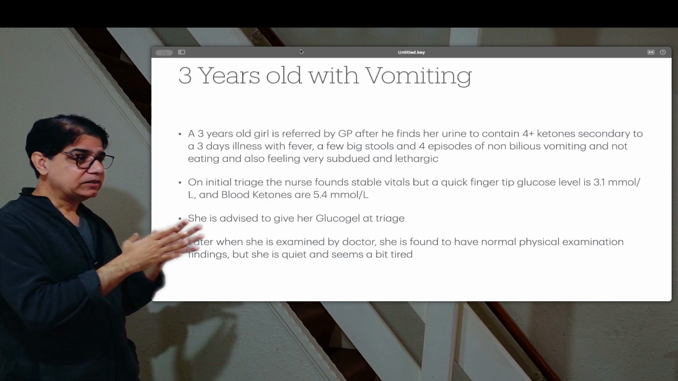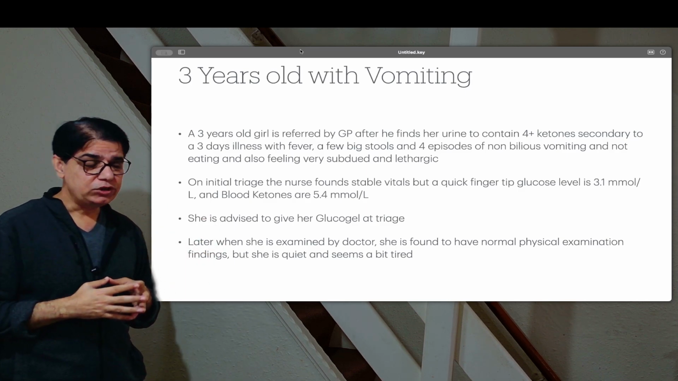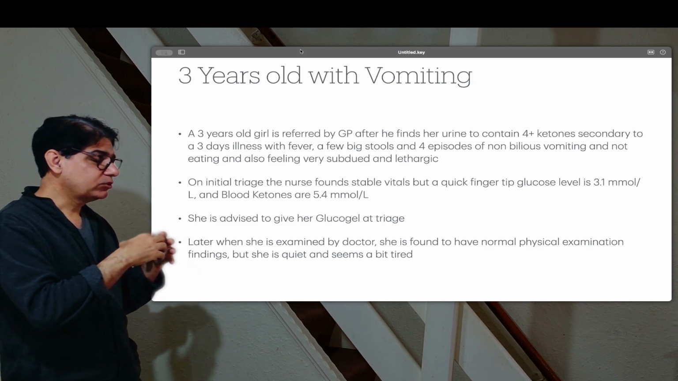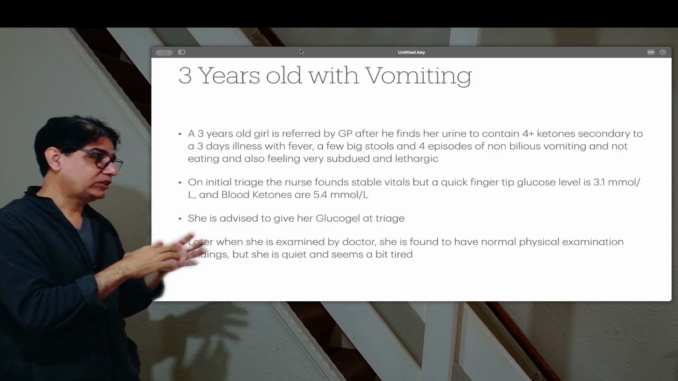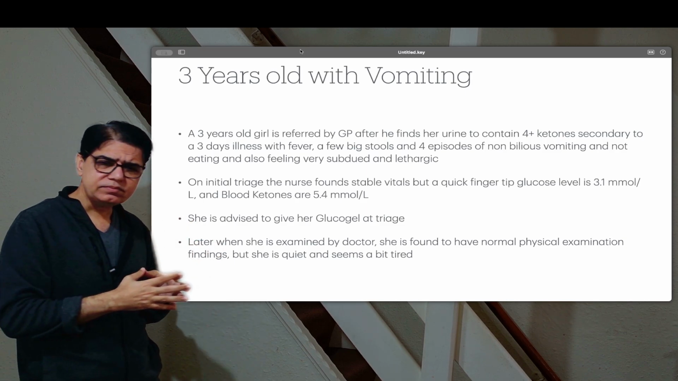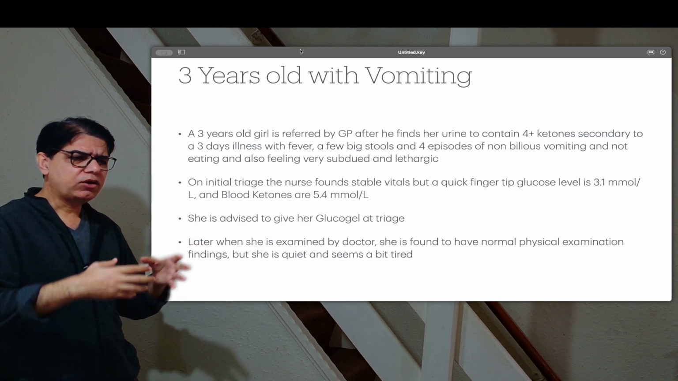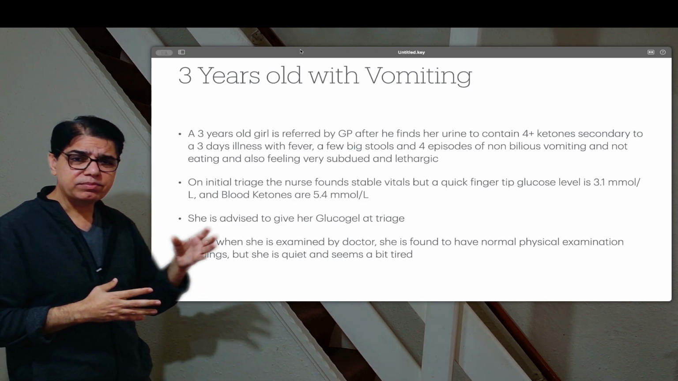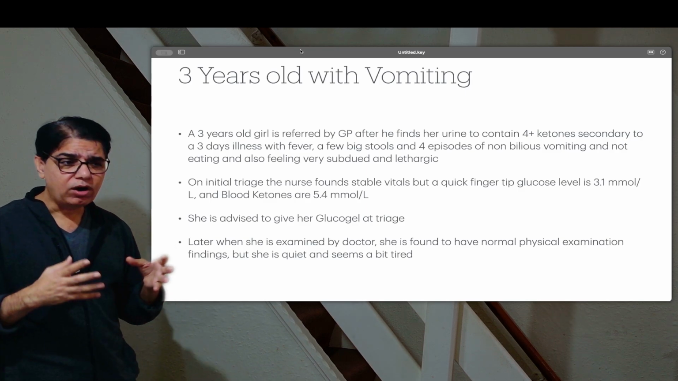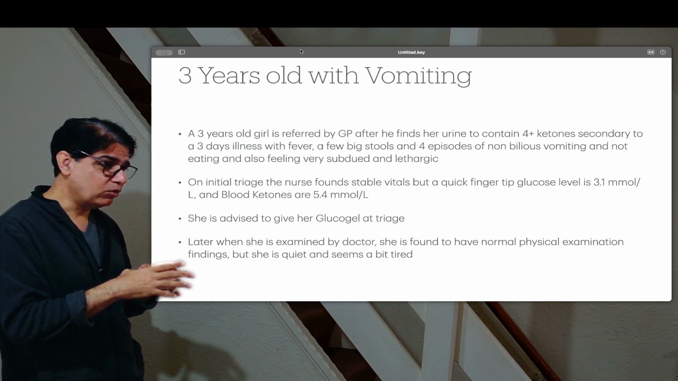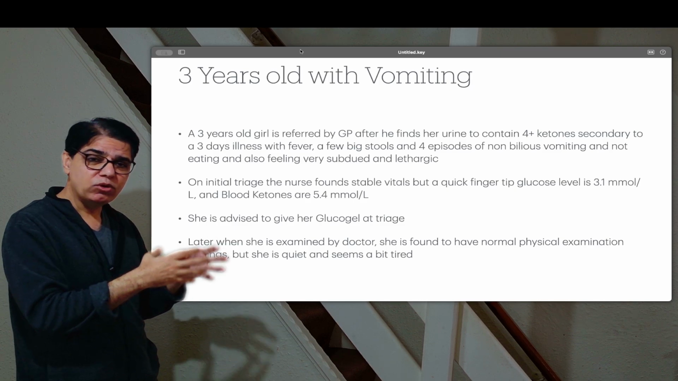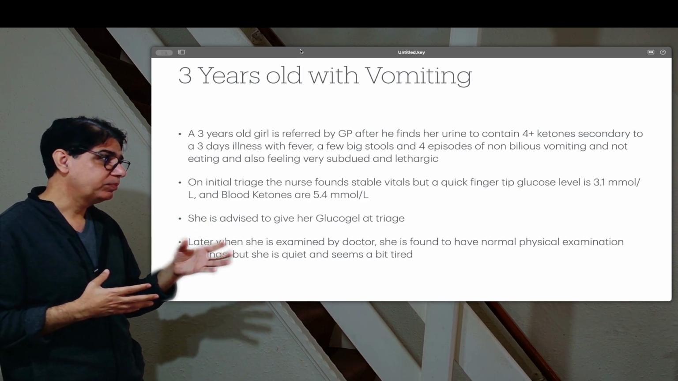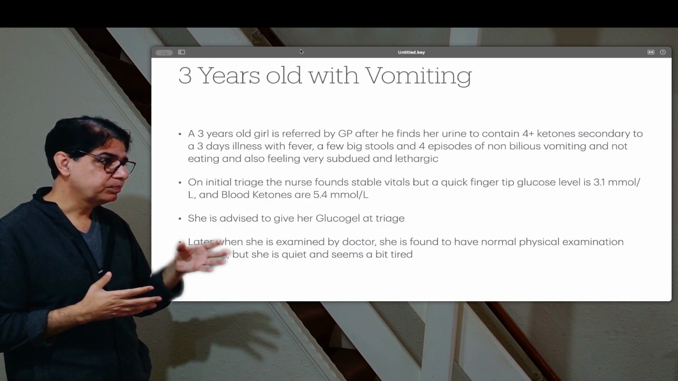When this girl presented to the emergency department, she was triaged by the nurse, and the nurse found that her vitals were absolutely stable. But given the fact that she had a history of ketonuria, she decided to do an on-spot finger prick blood glucose and also a finger prick ketone level. What she found was that the blood glucose was low. It was 3.1 millimole per liter at the time of presentation, while the ketones were quite high. They were 5.4 millimoles per liter.